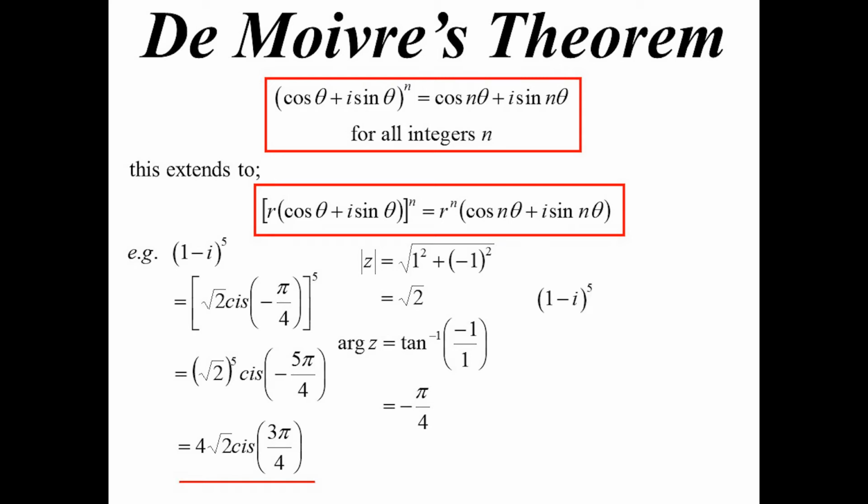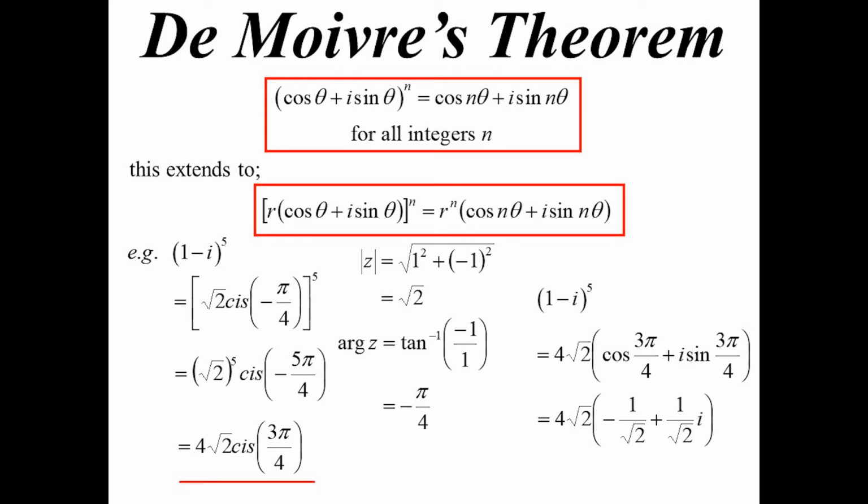But if I wanted to know what it is in Cartesian coordinates, then all I've got to do is work out the cosine of 3 pi on 4, second quadrant. So the cosine's negative. Acute angle's pi on 4, so that's 1 on root 2. So we'll have minus 1 on root 2 plus 1 on root 2 i, expand out, and there's our answer, minus 4 plus 4i. I mean, is that quicker than just expanding out (1 minus i) to the power of 5?